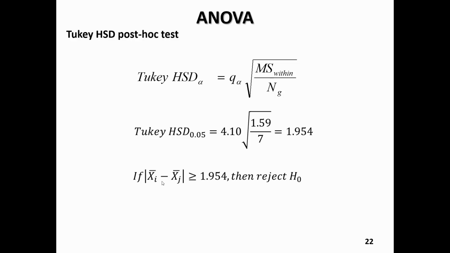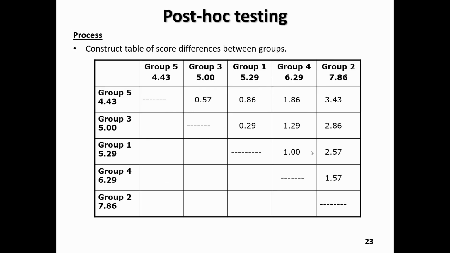And so the rule here, if the absolute value of any comparison is at least this large or greater, then we reject the null hypothesis for that comparison. If the absolute value is less, then we do not reject. We would state that those 2 groups are not statistically different. So once we have our Tukey value, we're now ready to move forward with the actual comparisons.